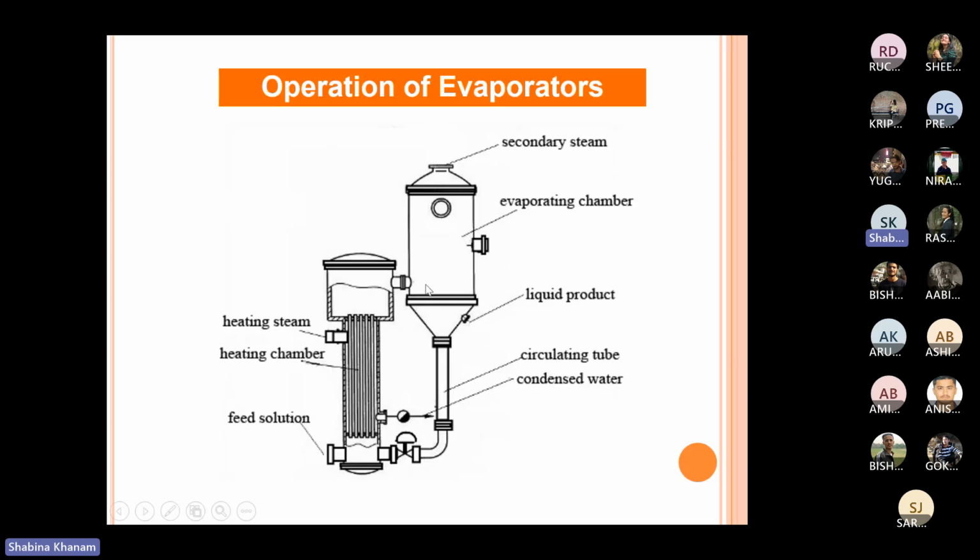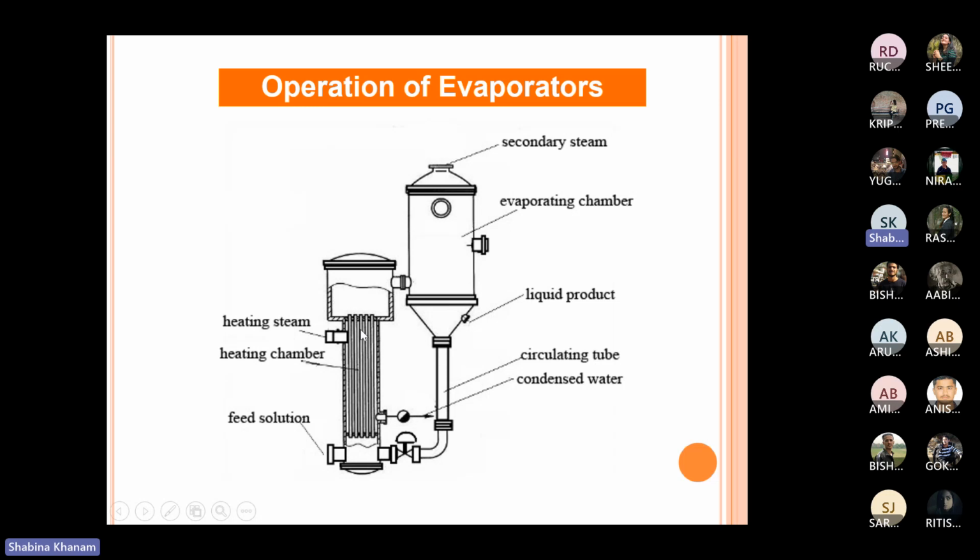So here we were discussing the vapor liquid separation. That happens when the feed enters tangentially. Then the liquid settles down, vapor moves upward, and this vapor is used as a heating media in the second effect. So this secondary steam will enter the heat exchanger of the second effect, which will be placed over here.